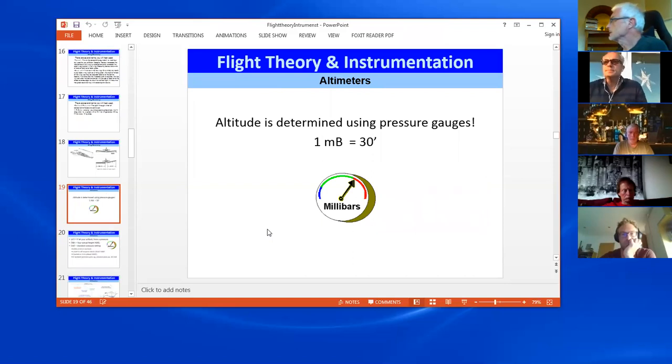The next bit is to do with instruments, and this piece of data: a change of 1 millibar equals a change in height of 30 feet. It's one of these pieces of data that you just need to know. It will come up in the exam. There'll be questions which address that fact. So you need to know 1 millibar, 30 feet. If you work in metric, it's about 10 meters, isn't it? So it's like 1 millibar, 10 meters. But you'll generally find it's in feet. So 1 millibar, 30 feet.